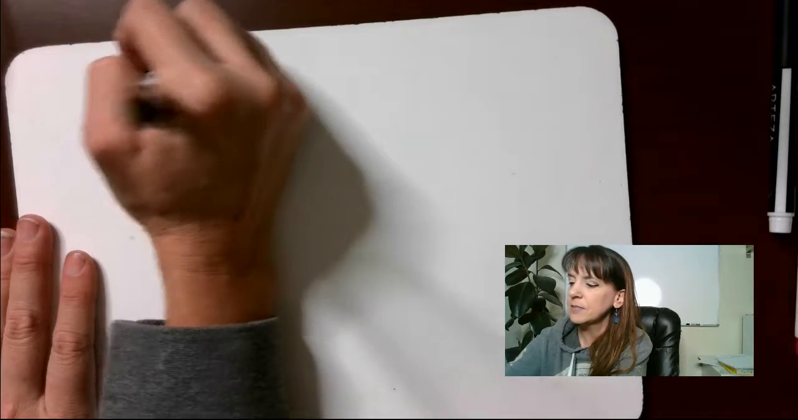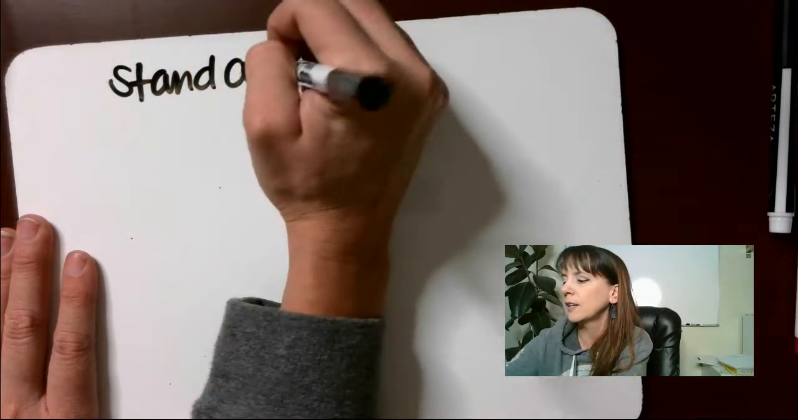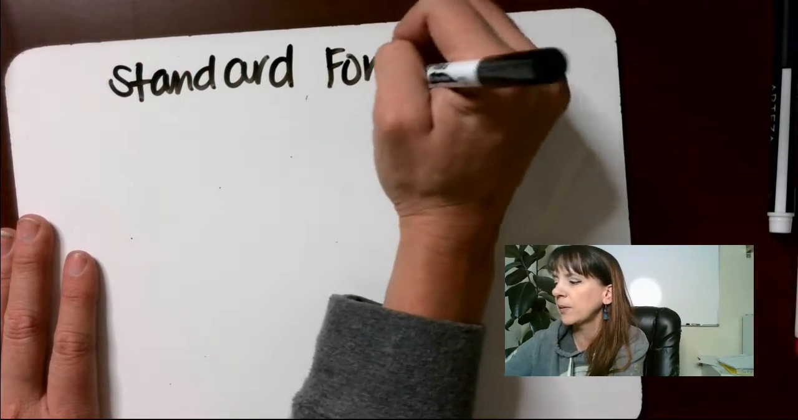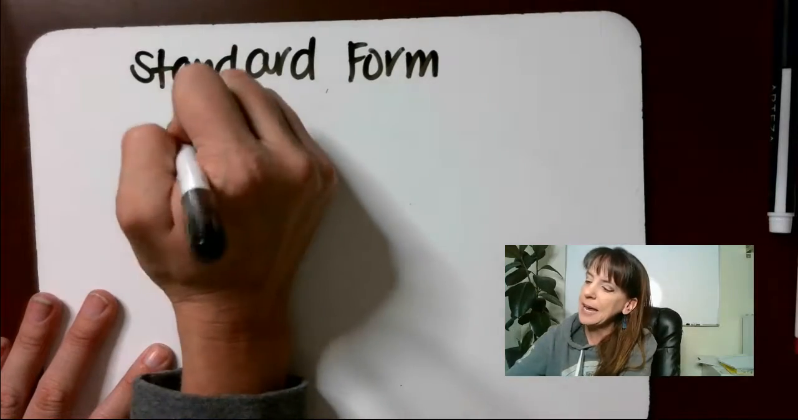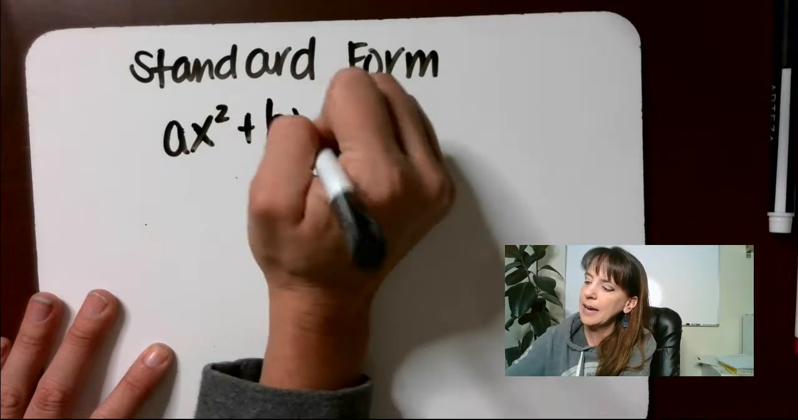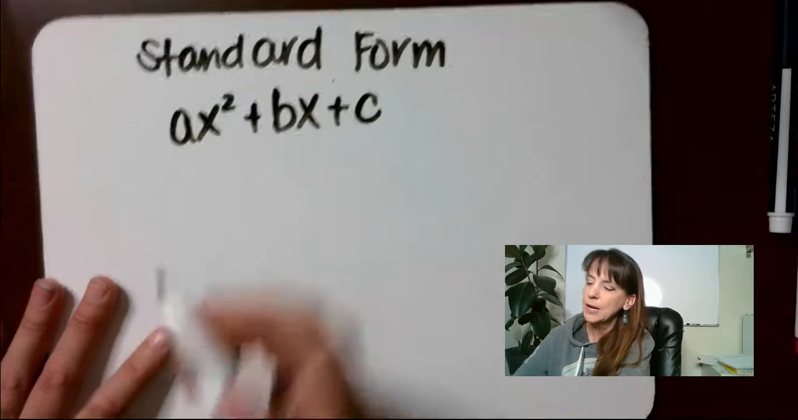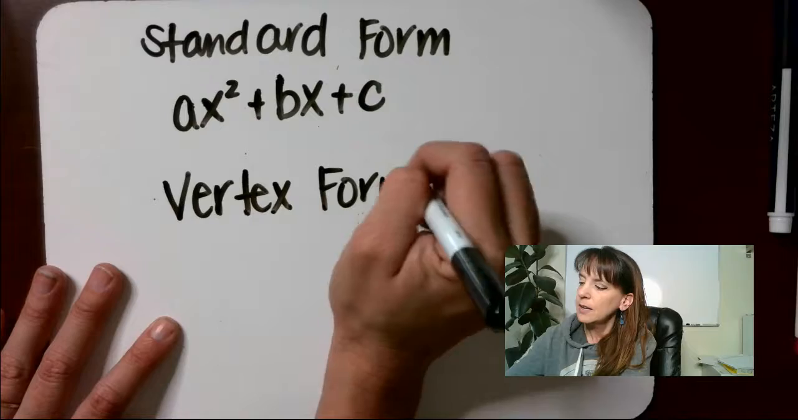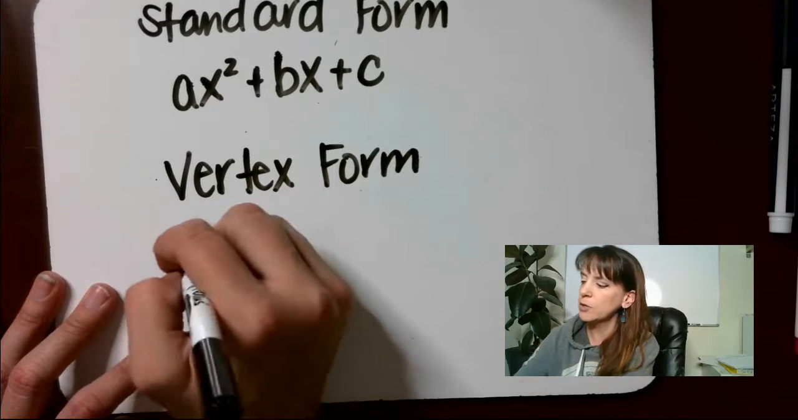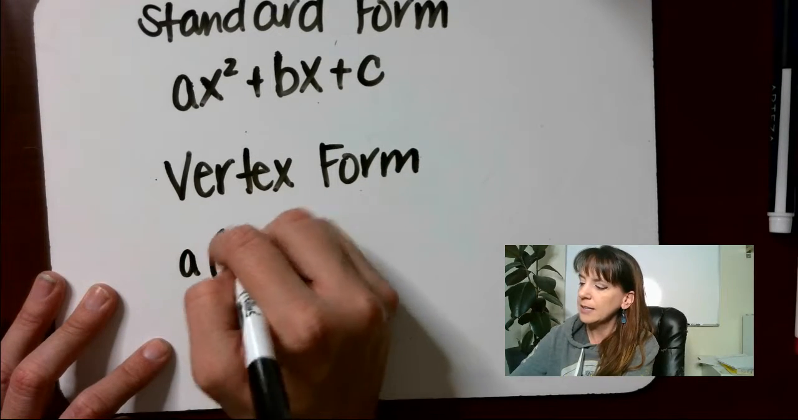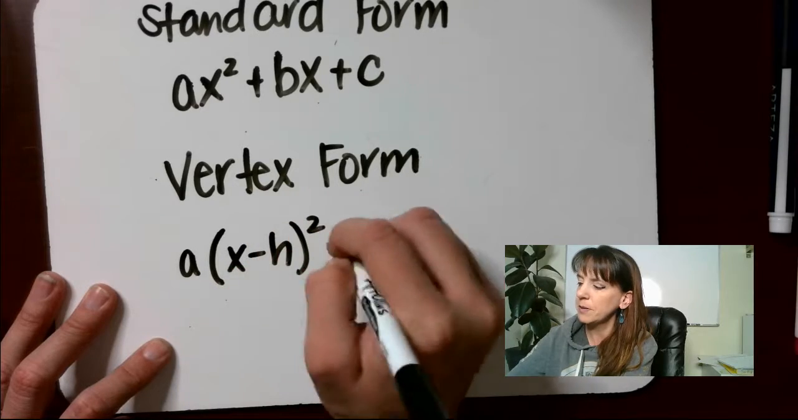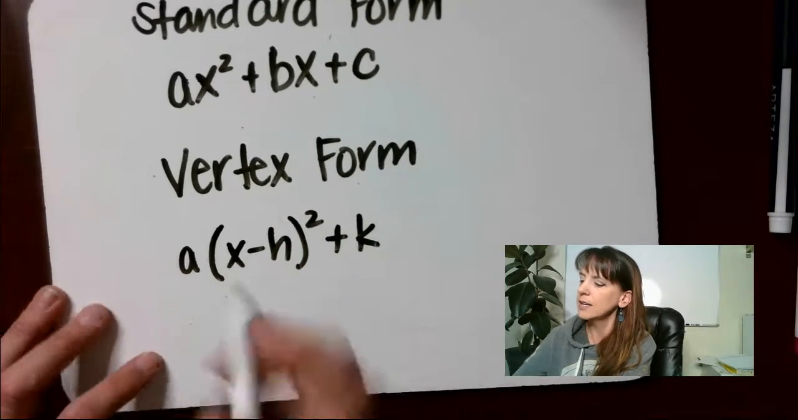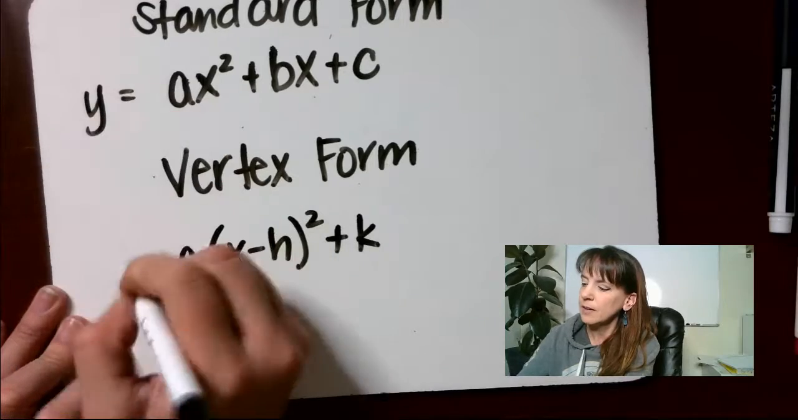Then the other thing that I want to talk about is going to be standard form of a quadratic equation. You'll want to write this down. It is going to be ax squared plus bx plus c. Vertex form is a little bit more than just what we talked about, which is a, and then we've got x minus h squared plus k. So y equals that, y equals that.